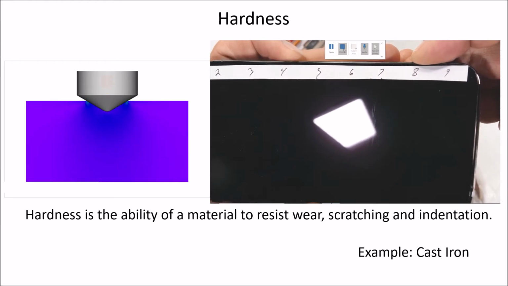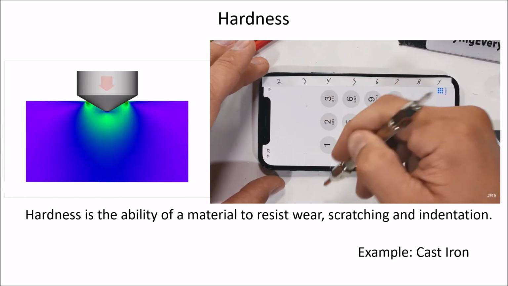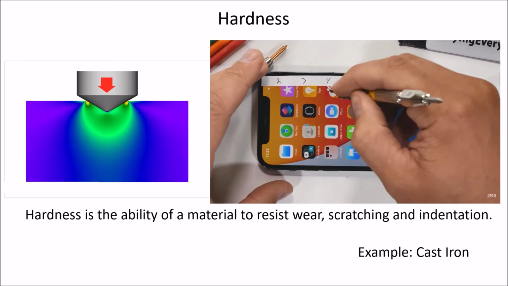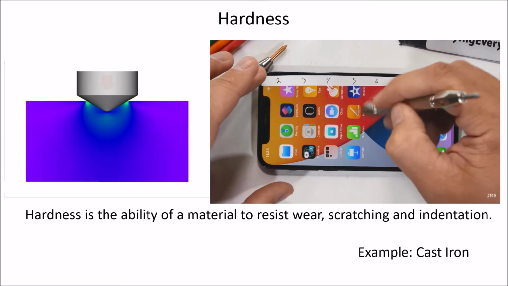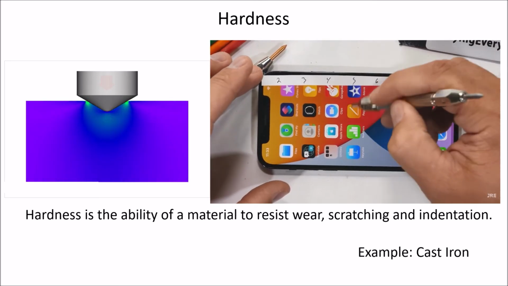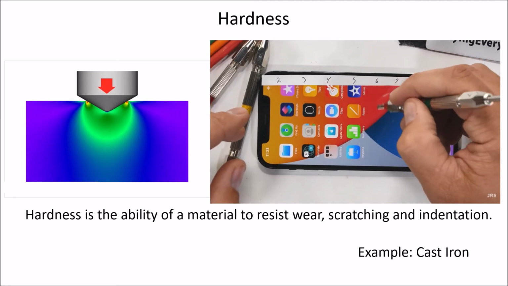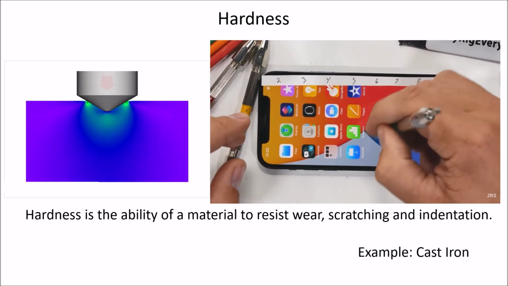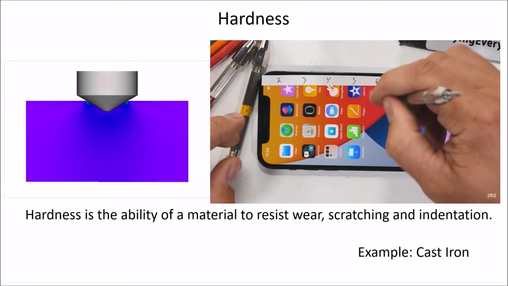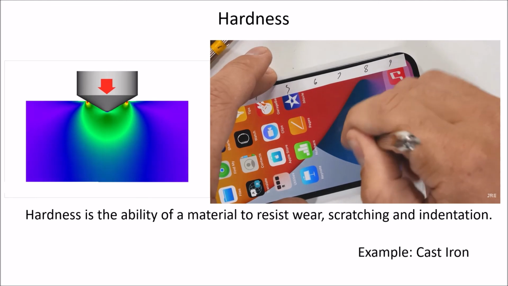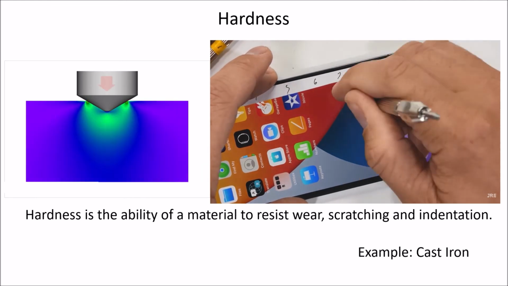Indentation, if you look at the diagram on the left hand side, you can see a center punch being hammered into a soft piece of material, and we can see that the material deforms or breaks or takes a different shape, and the softer the material, the more of a shape it'll take. The harder the material, the less likely it will be indented. So again, hardness is the ability of material to withstand wear, scratching, and indentation, and a good example of this will be cast iron.